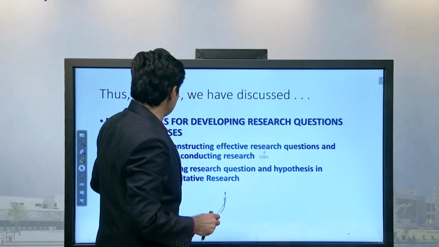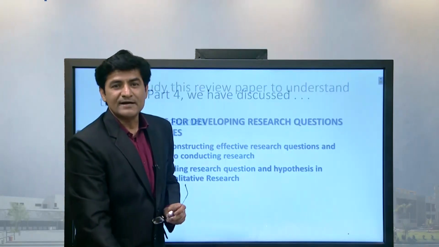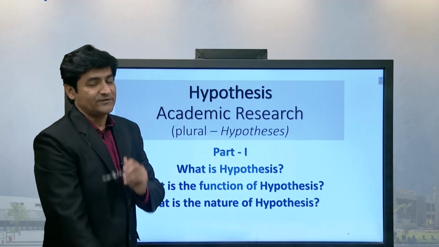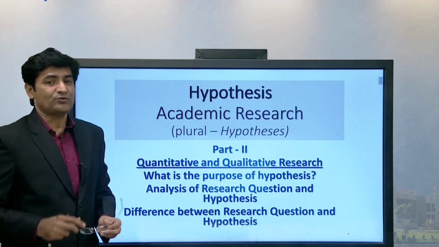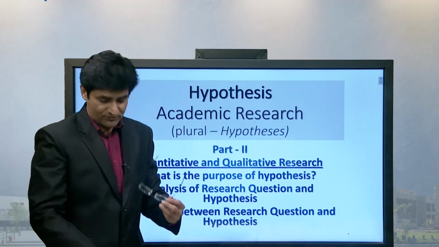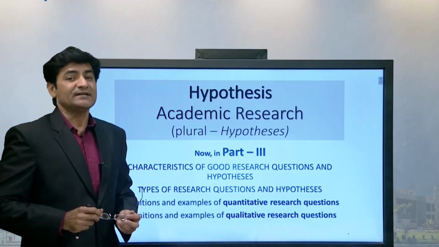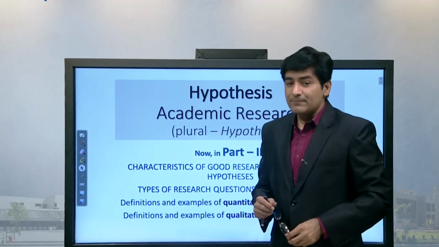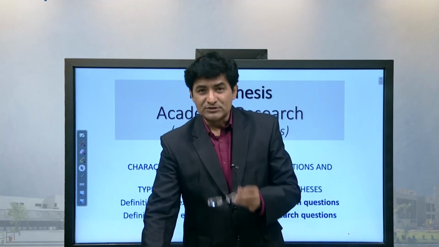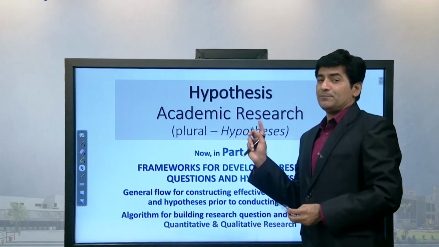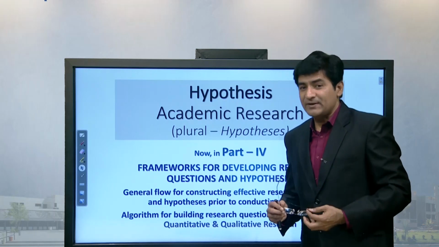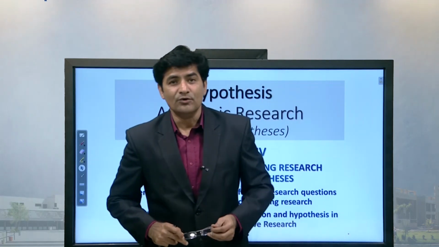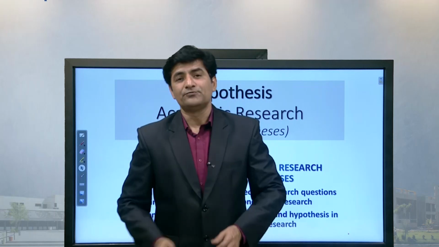So this is how all the parts we have seen might be helping us. Just a recap of all the 4 parts. In part 1 we dealt with what a hypothesis is, and in part 2 we looked at the quantitative and qualitative way of looking at the purpose and analysis of research questions and hypothesis. In part 3 we saw characteristics of good research questions and hypothesis, and we also looked at different examples of quantitative and qualitative research hypothesis as well as research questions. And in the final part we saw some examples for framing framework, general flow and algorithm for quantitative research and qualitative research.